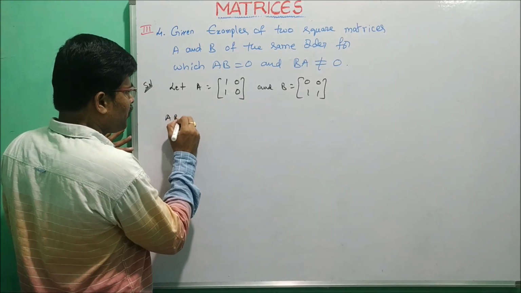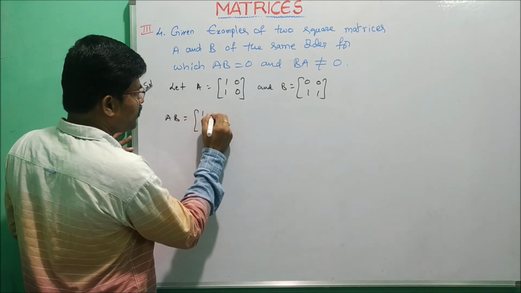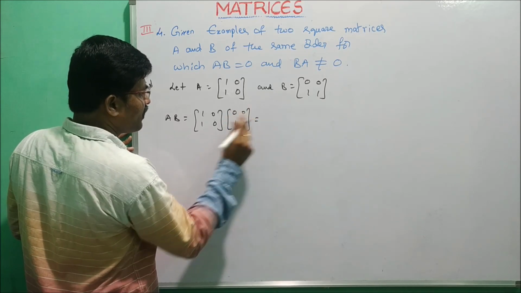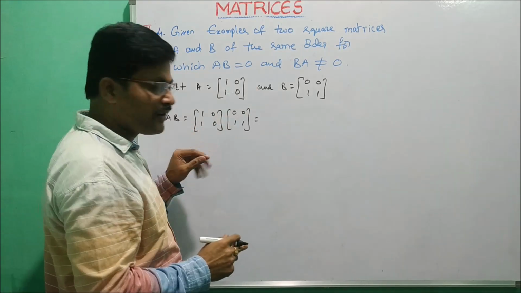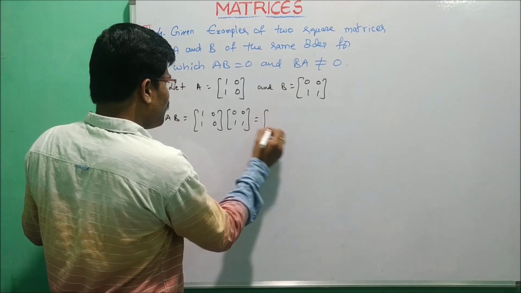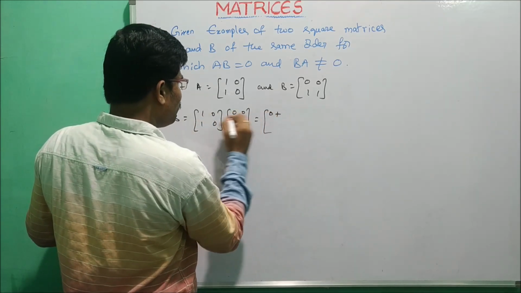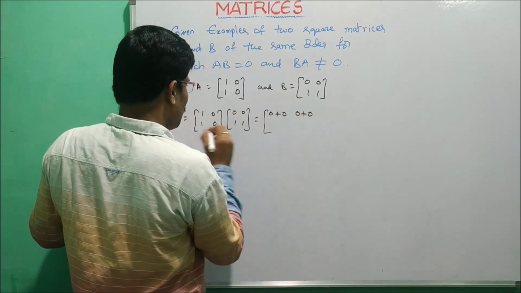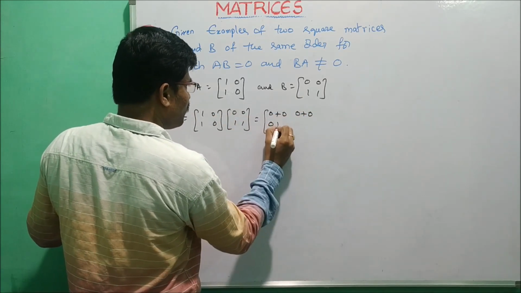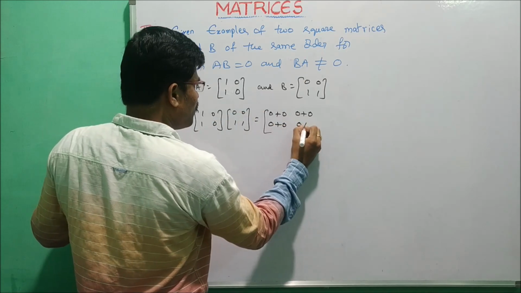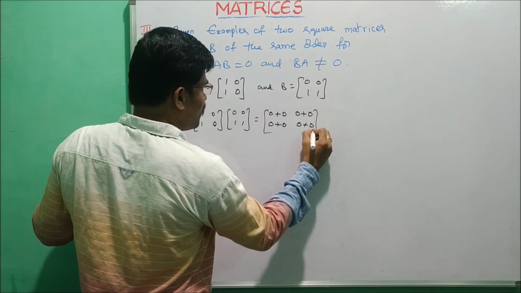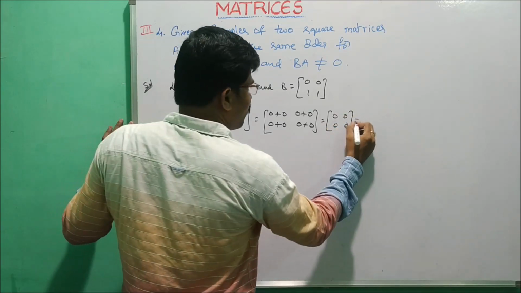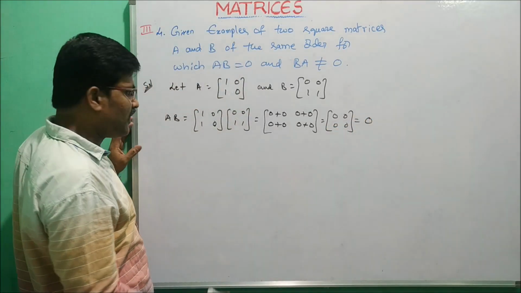Here the product AB is 1 1 0 0 and 0 0 1 1. Now substitute all the matrices in that one. Now here multiply 1 into 0 0 plus 0 into 1 0, and the same for the other entries. Now clearly we have to observe that all elements are zeros. Therefore this is equal to the null matrix.